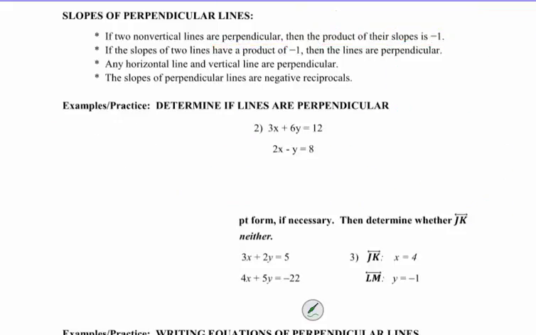For number 2, I need to solve both equations. I need to solve both equations for y. I need to write y equals mx plus b for both of these equations. So that's what I'm going to do for number 2.